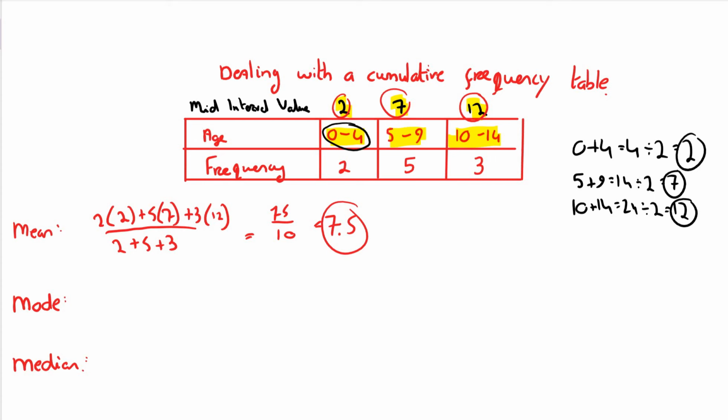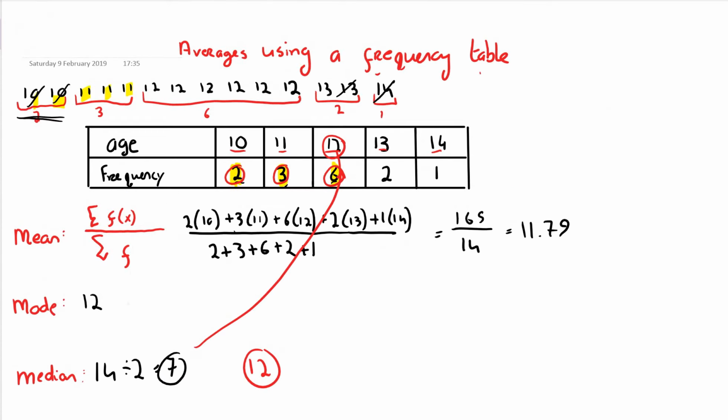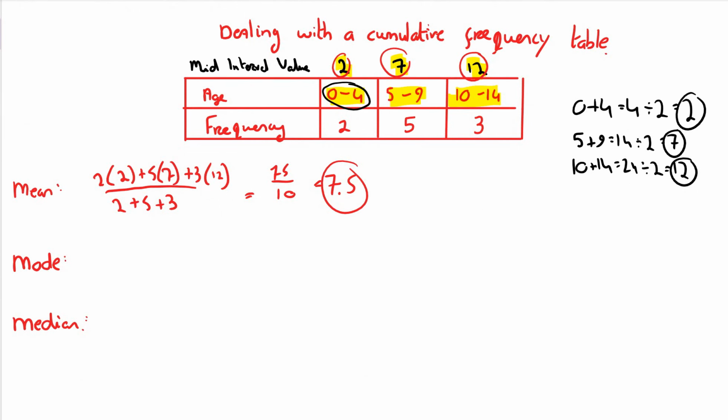The mode, we just do it like we did up here. We look for the highest frequency. There it is. We take the age on top, which is 5 to 9. So we don't look at the mid-interval value here.